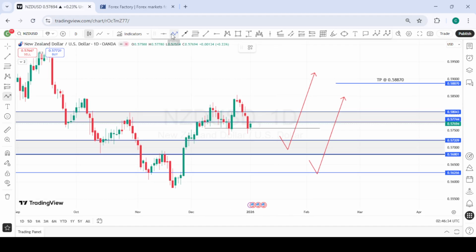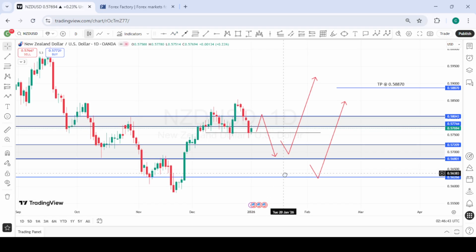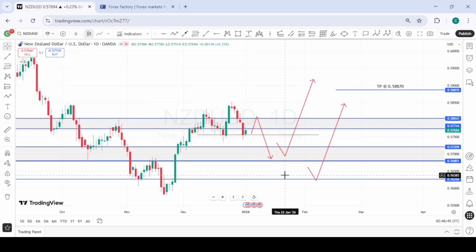Should we get something like a possible right shoulder formation, we can look out for sales from here to the downside. So let's be on the lookout for the selling opportunities on NZDUSD for the coming week.